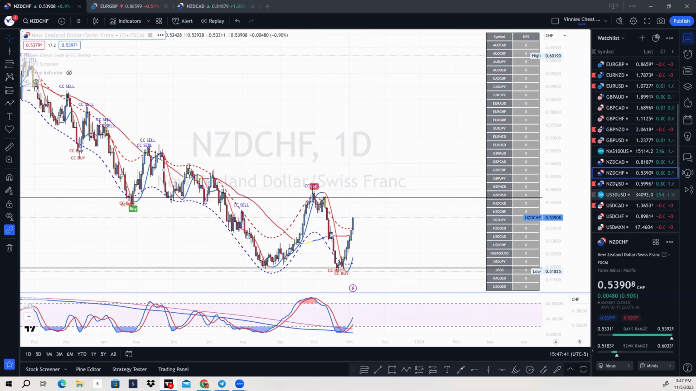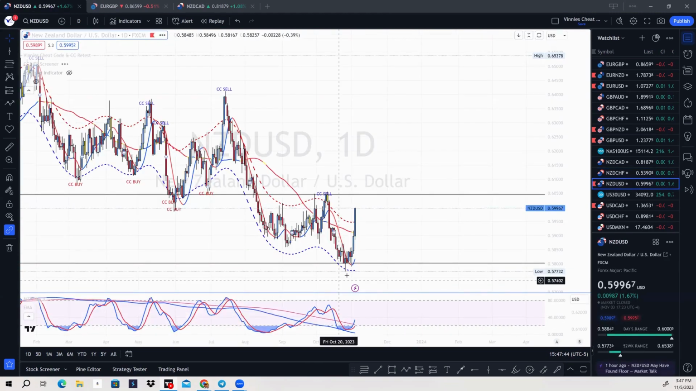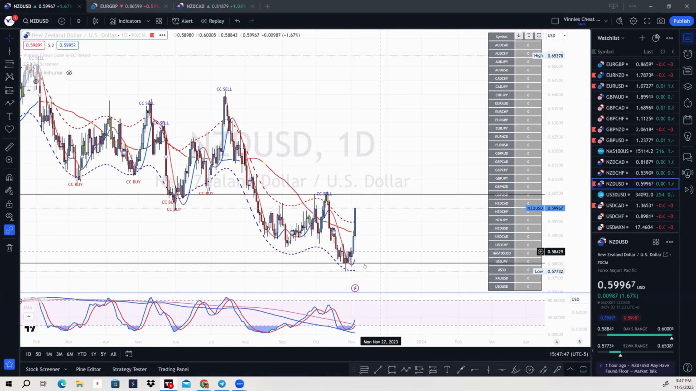NZD USD, same exact scenario with Aussie dollar. I'm looking for price to continue higher. Strong bullish candles. I'm looking for price to break this high here. Once we break this high, we can expect a pullback, and then we could take NZD USD higher.